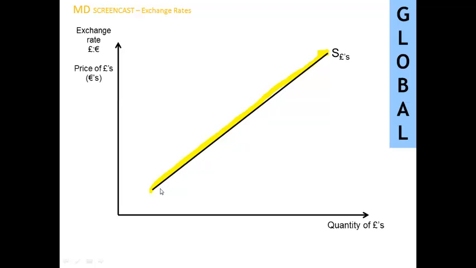If the euro price of pounds fell, there would be a contraction in the supply of pounds. Fewer pounds would be supplied at the lower euro price.